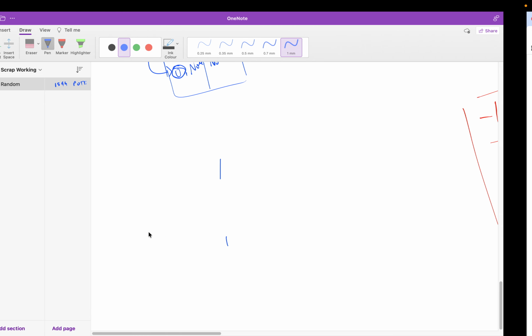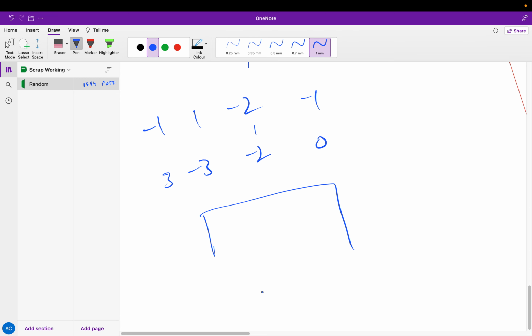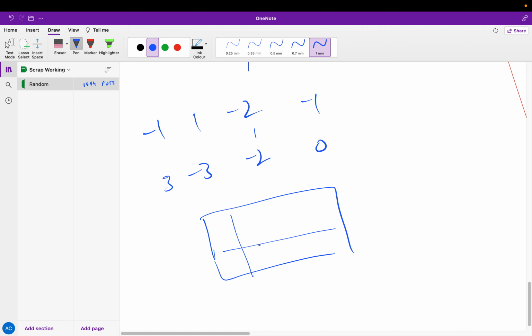-1, 1, -2, -1, -1, 1, -2, -1. And then 3, -3, -2, 0. So the DP, in turn, would be 0, 0, and then the most positive thing I can make is 0, the most negative thing I can make is 0. Same here. Same thing here. Most positive thing I can make is a 0, the most negative thing I can make is a 0. Wait, how did this fail?